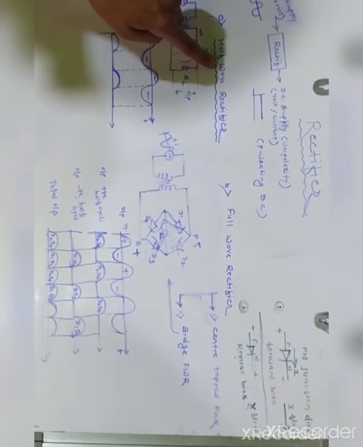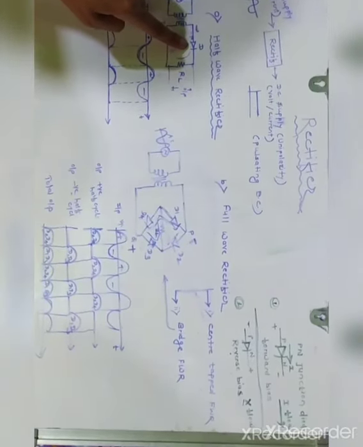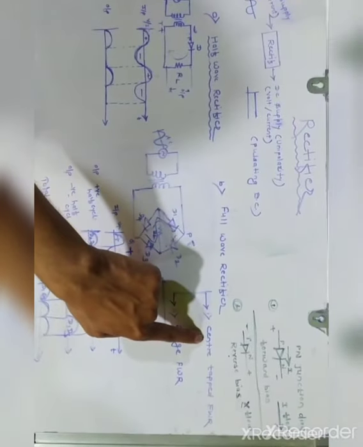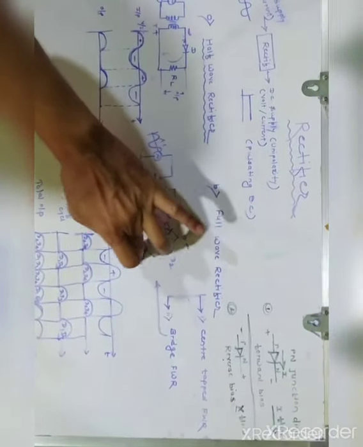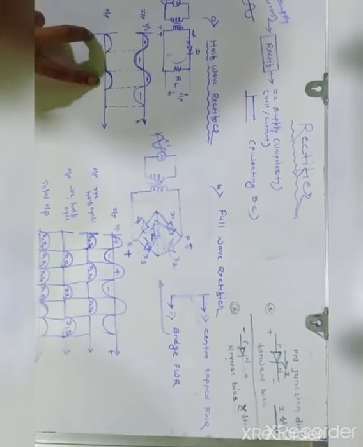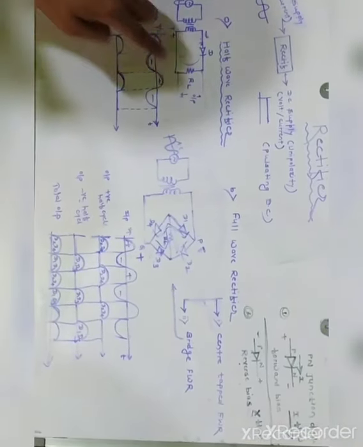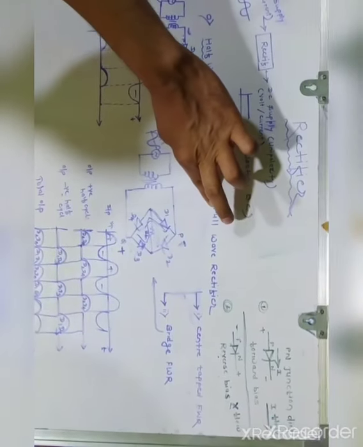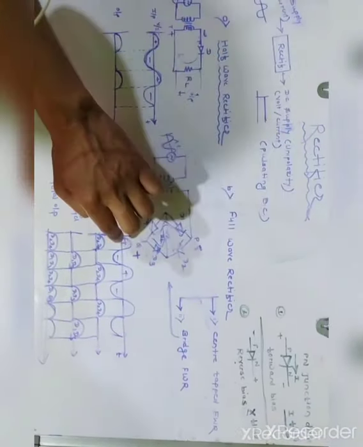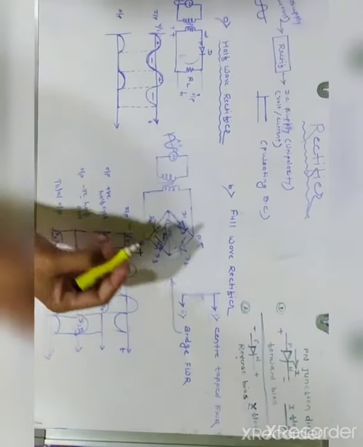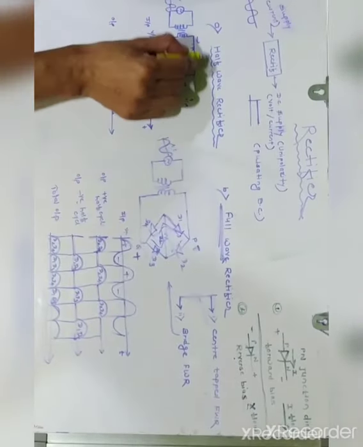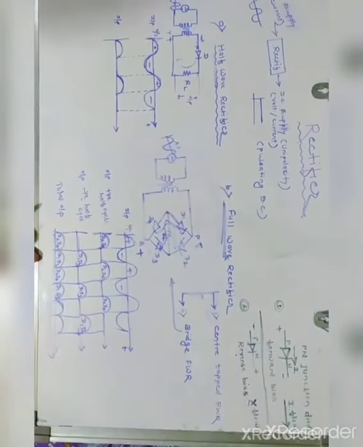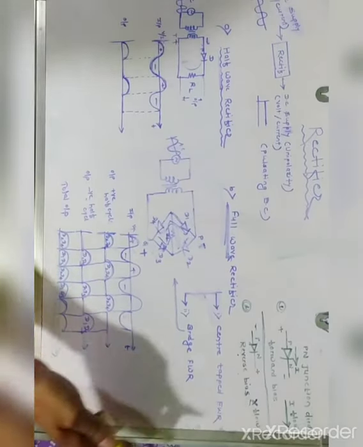In the half wave rectifier, we use only a single diode. In the center tap full wave rectifier, we have used 2 diodes. In the bridge rectifier, you are using 4 diodes. In the half wave rectifier, you are getting the output during only the positive half cycle. In the full wave rectifier, you are getting the output in both the positive and negative half cycles. Now that is all about the bridge full wave rectifier.